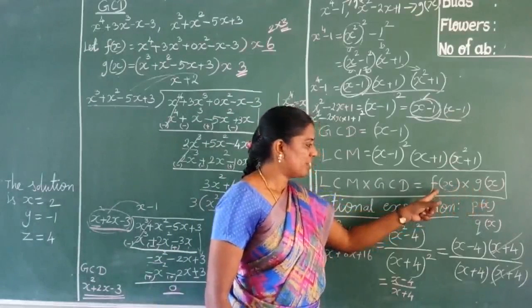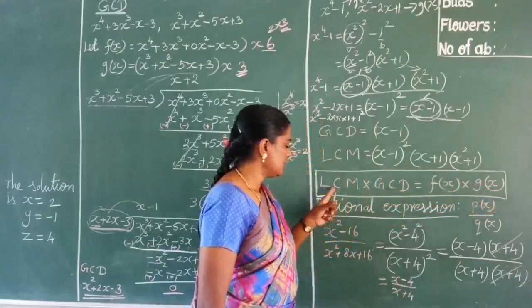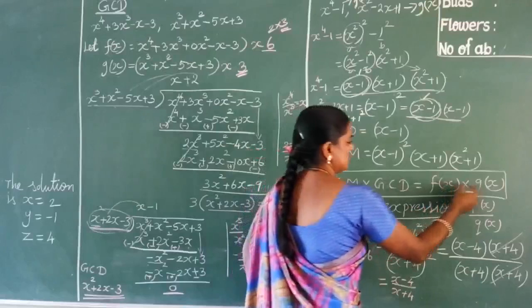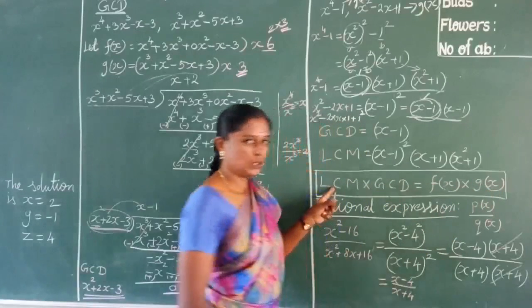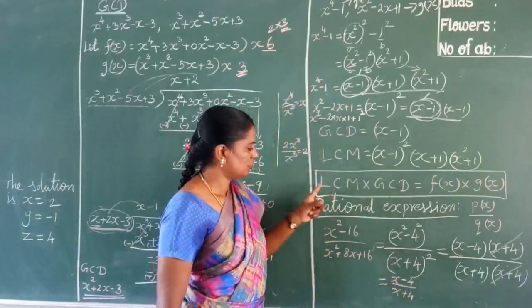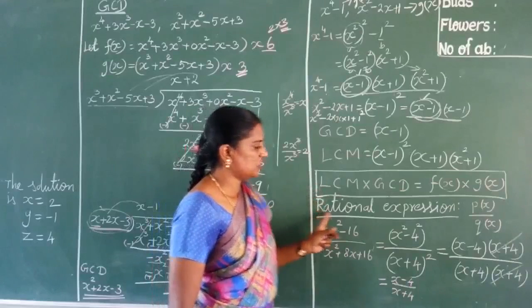In the same way, if f of x is given and we have to find g of x also. And if we want to find the LCM, it is f of x into g of x, with the GCD as the denominator. So apply the values, and easily find it. This type of question is a 5 mark question. Next we discuss rational expressions.